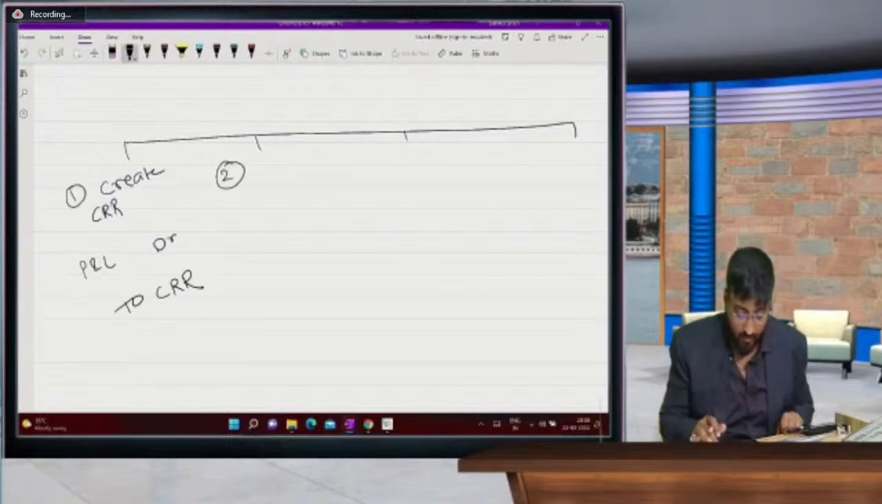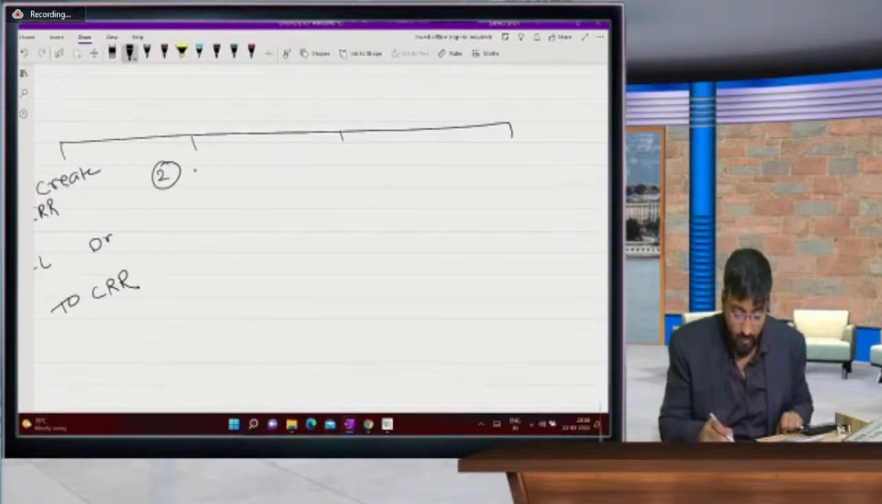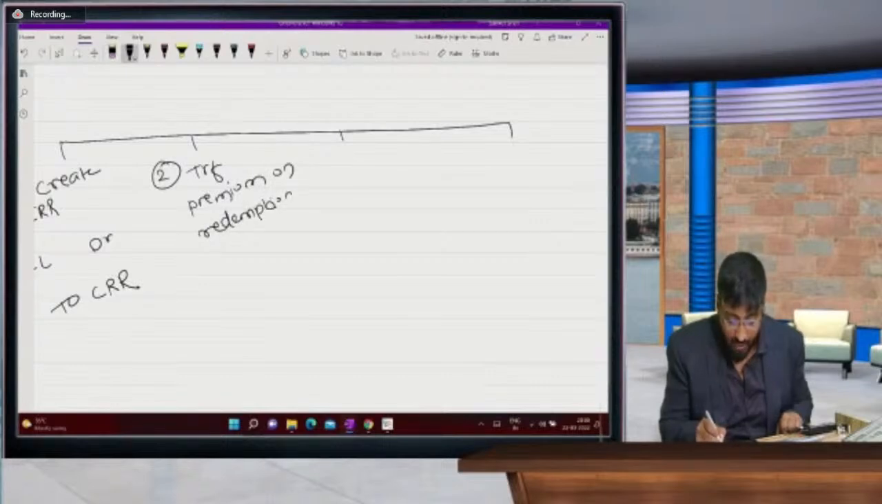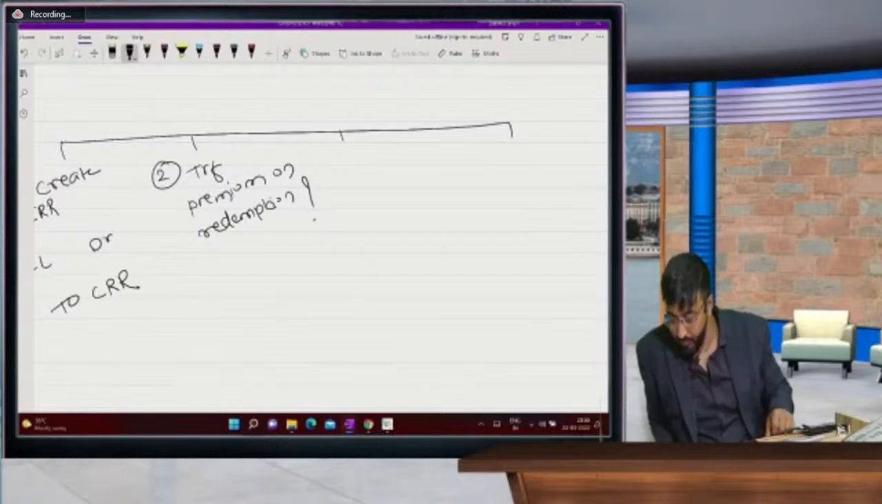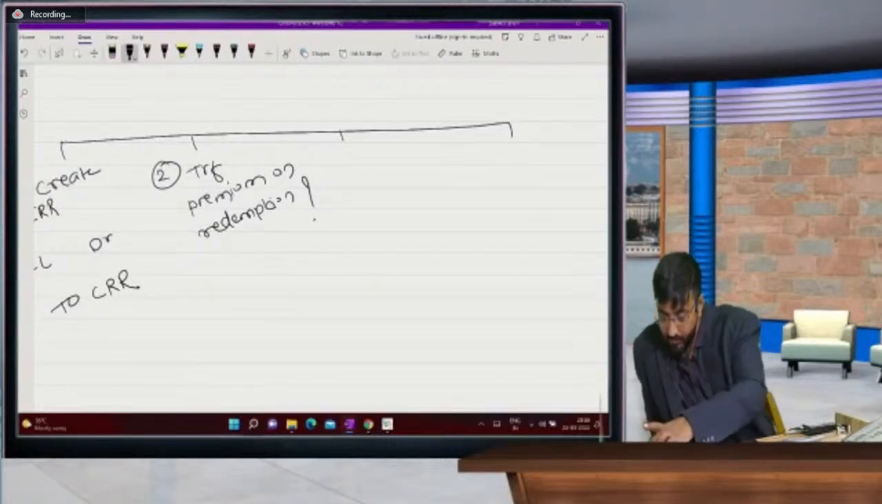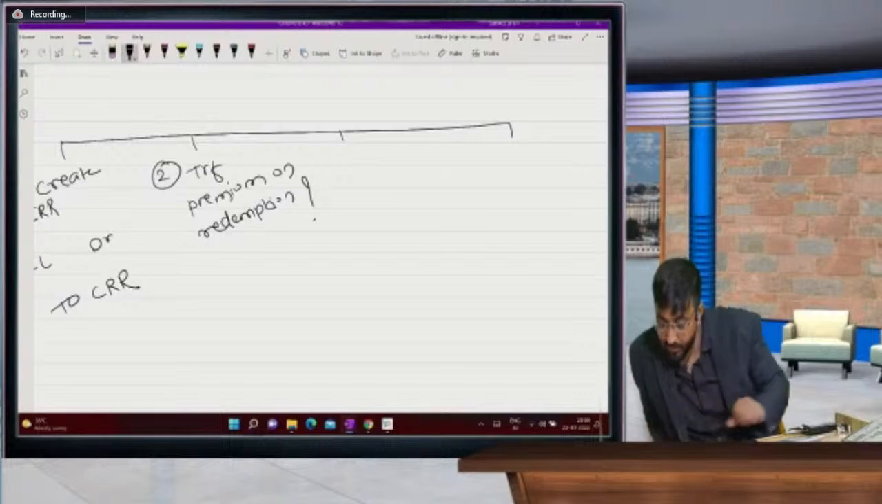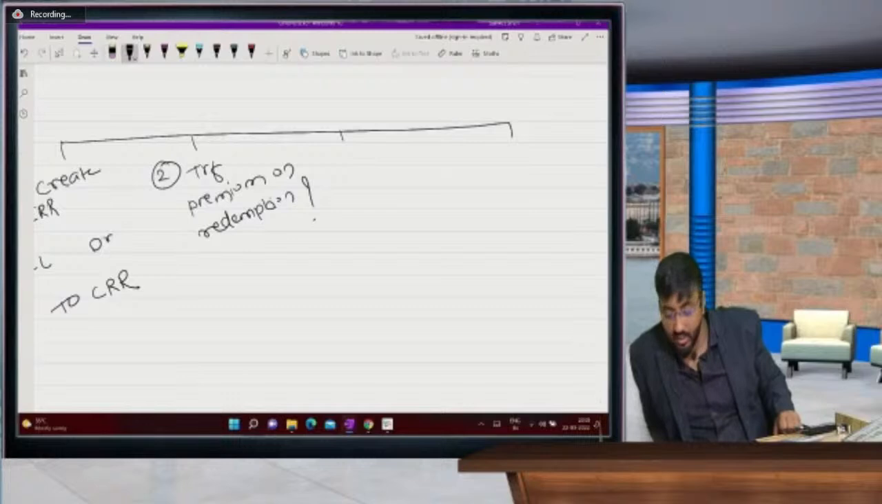Second entry. Transfer premium on redemption. Where to transfer? Premium on redemption. First person, today's first person, beta. P&L or general reserve, both are correct.